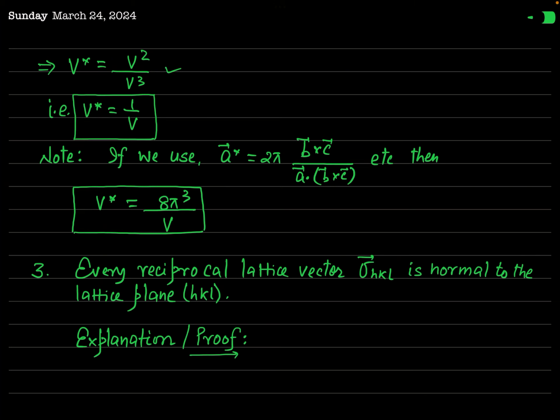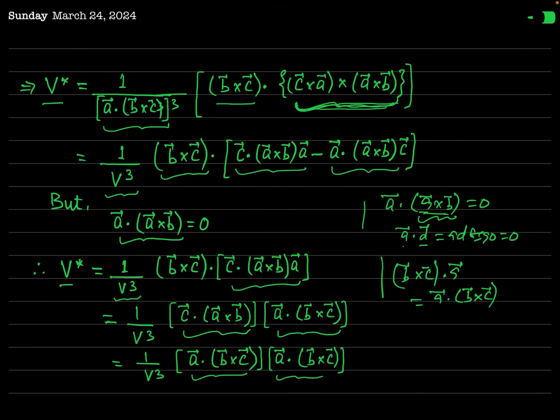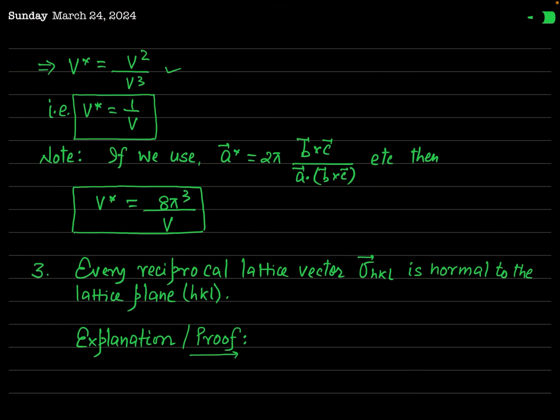And so both of these factors are the same, and you can write V star equal to V square over V cube, because A dot B cross C is the volume of the unit cell of the direct lattice. So this is V square, and so V star is equal to 1 over V. So the property which I have mentioned, that the volume of the unit cell of the reciprocal lattice is inversely proportional to the volume of the direct lattice, you can see has been proved. Here in the place of the constant there is 1.